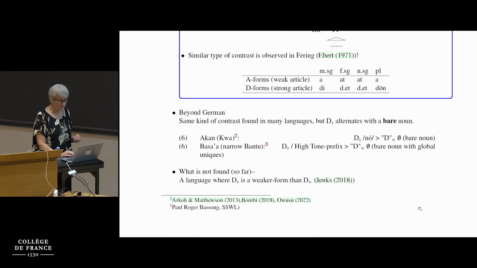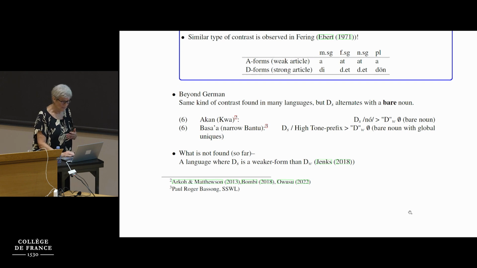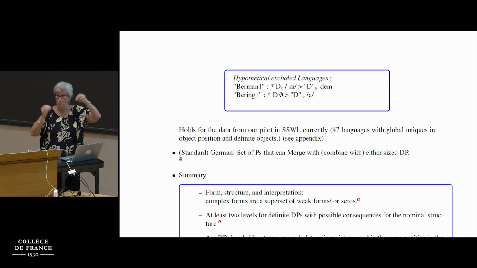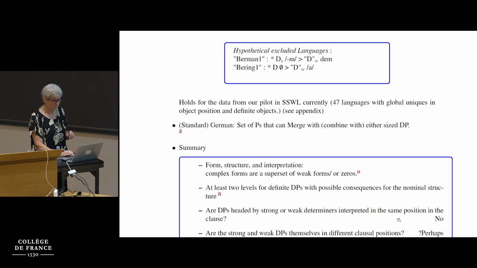So what is found so far is that the strong determiner, if there's a contrast, always has more material in form than the weaker form. And the weaker form can be null. Okay, so we can explore this because there are things that don't seem to exist. So it gives us a kind of relation between form and structure. Okay, so we have two pieces of structure and one is bigger than the other. And actually, we can look at the form and decide which way it is going to go. So that's part of it.